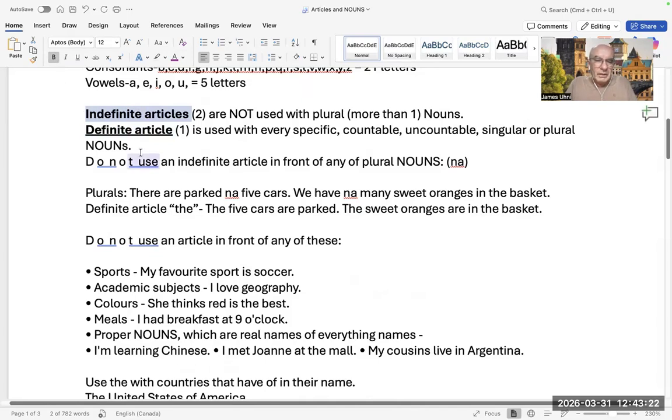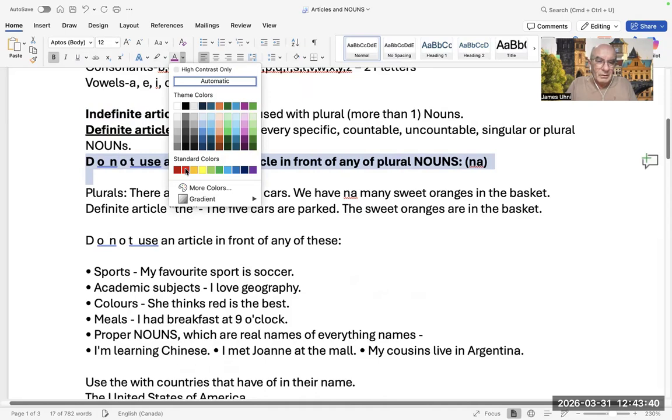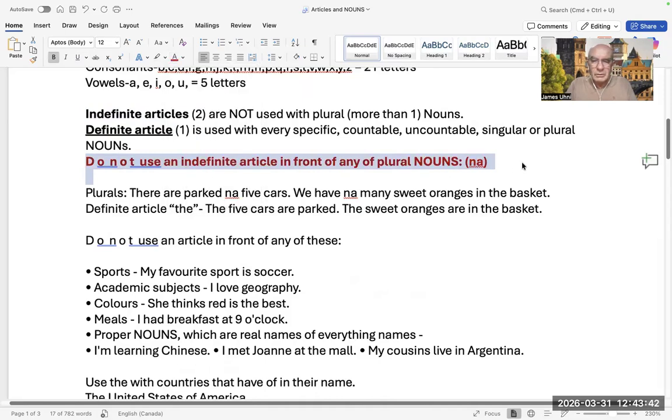Do not use an indefinite article in front of any of plural nouns. That is very important. Okay, I make it bold and red to make sure you don't do it.